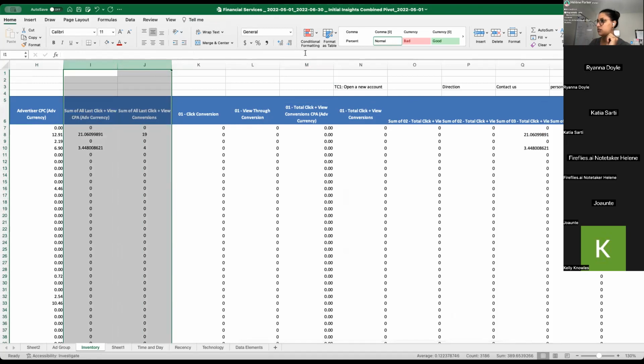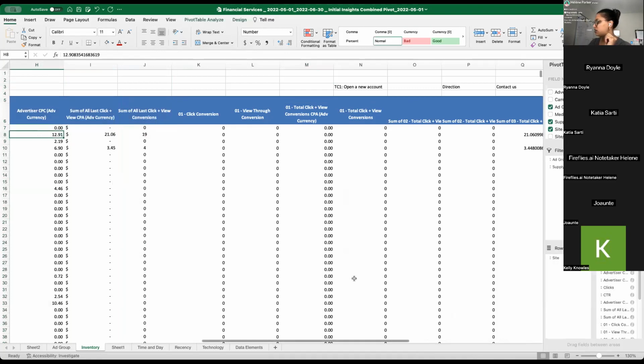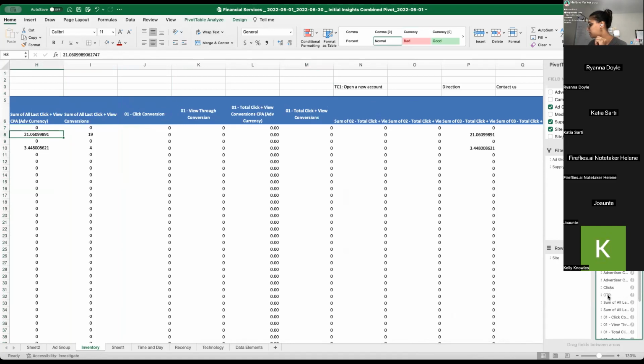All right. So this is what I want to look at over here. And this is a CPA. So I definitely want to do that. I kind of don't need the CPC, so I'm going to go ahead and remove it. I'm going to keep CTR and clicks. And this is the advertiser cost.